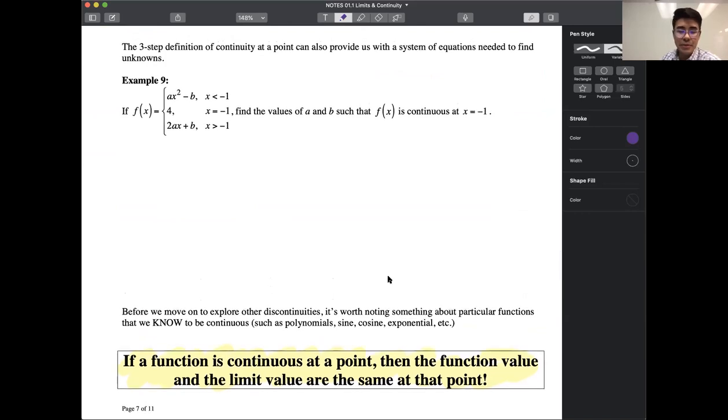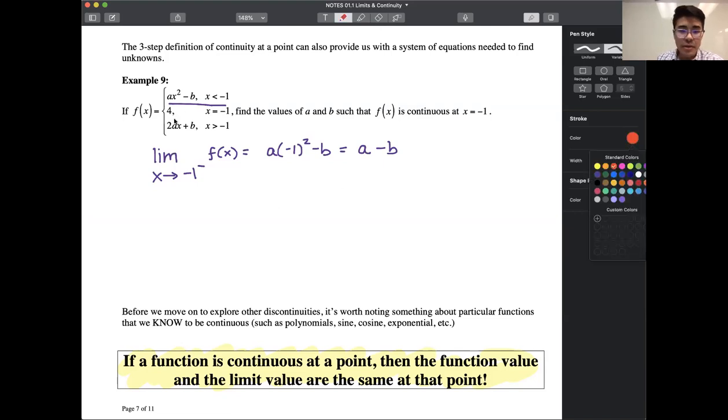Let's work through this example though, just to show. Find the values of a and b such that the function is continuous when x is equal to -1. So we're going to use that limit definition. We're going to find the limit as x approaches -1 minus of this function. So -1 minus means we're going to plug it into the top. When we plug it into the top, we get a times -1 squared minus b. So the limit from the left-hand side is equal to a minus b, because -1 squared is just +1.